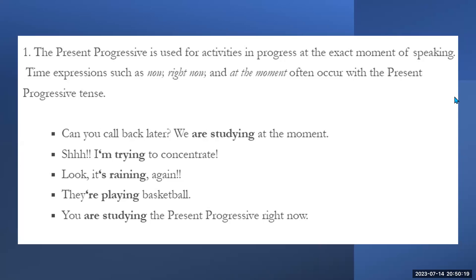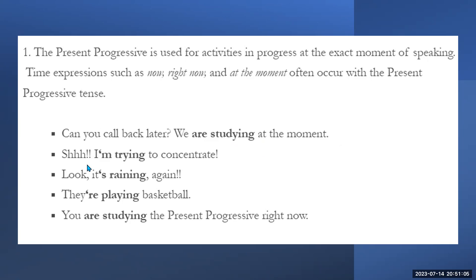Es decir, vamos a encontrarnos con estas tres expresiones. For example, somebody says, can you call back later? We are starting at the moment. ¿Qué le dice ahí? ¿Cuál es la respuesta a alguien que llamó? Díganme. Estamos estudiando en este momento. Esta palabra o estas palabras en este momento van acompañadas justamente con la forma progresiva del verbo.